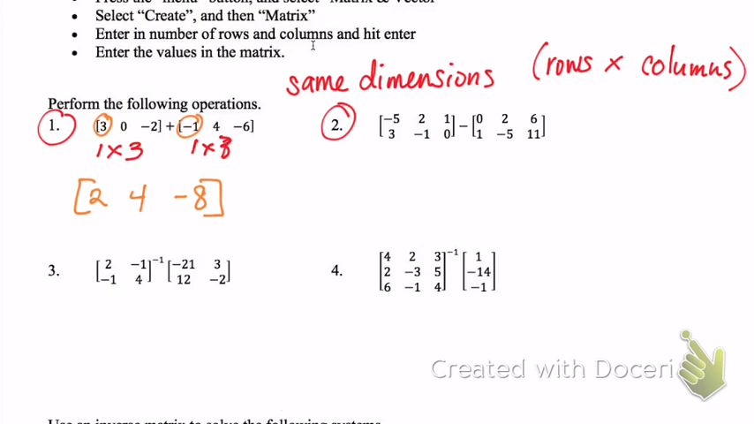So what would the dimensions of number 2 be? A 2 by 3. Both of them are the same dimensions, so then they will have a solution. If they had different dimensions, then you would have to say that there's no solution. It doesn't work. They will not add or subtract if they don't have the same dimensions.